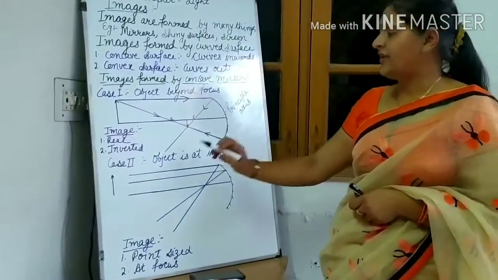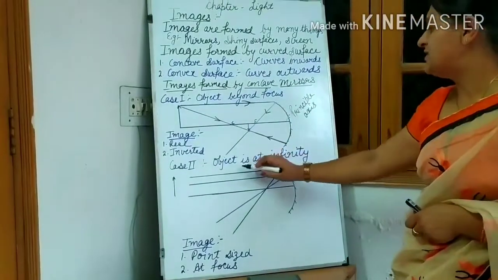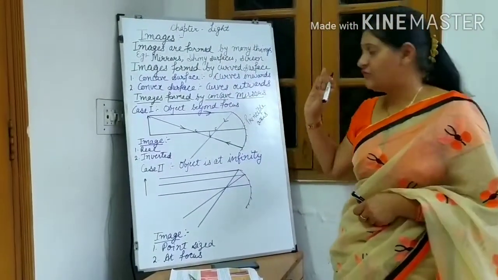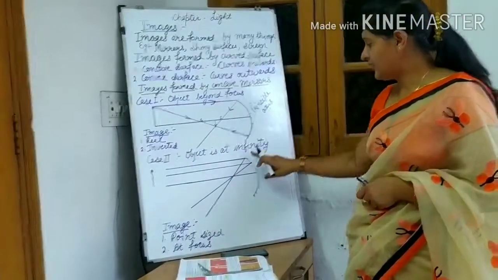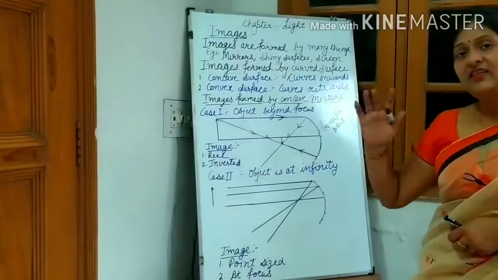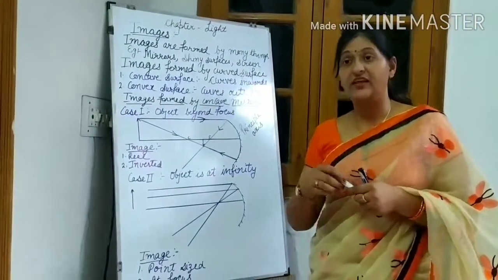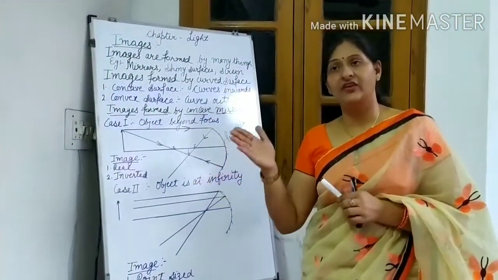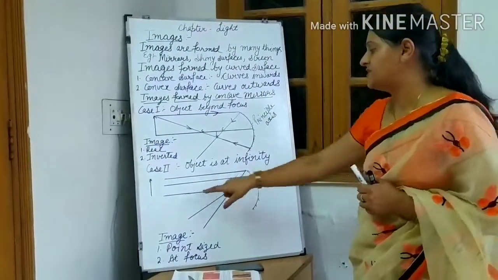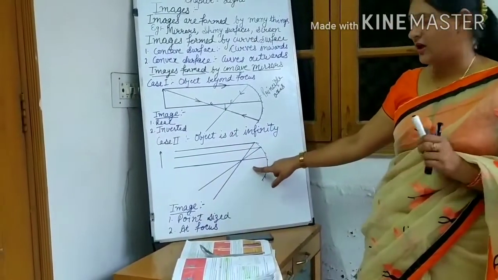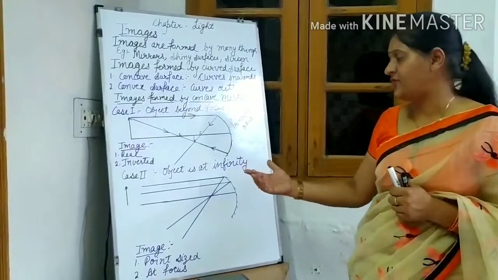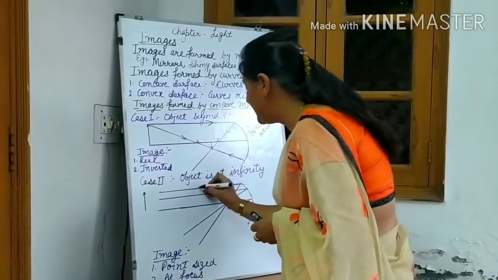Now, take case 2, when the object is at infinity. Infinity means the object is far away from this concave mirror. Now here I have taken the object, and just learn one thing: if an object is at infinity, then what happens? Light rays are coming parallel to the principal axis. All light rays will be coming parallel to the principal axis. Now after that what happens? Now these are incident rays.